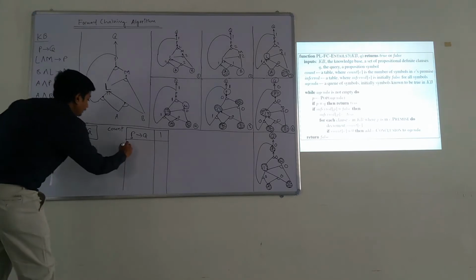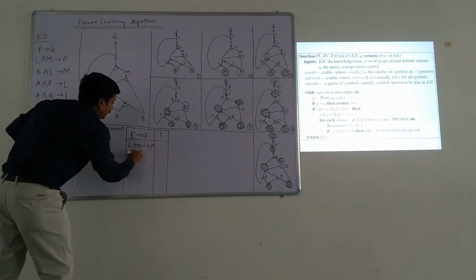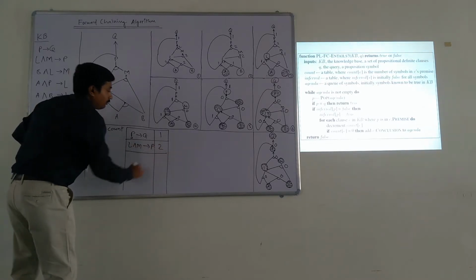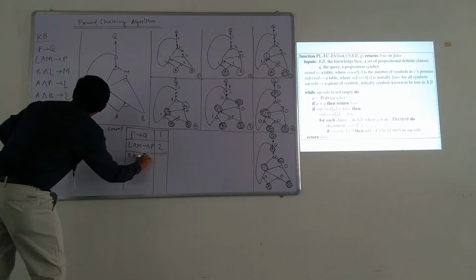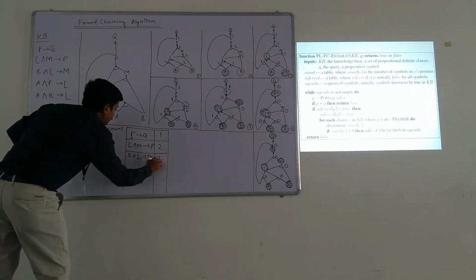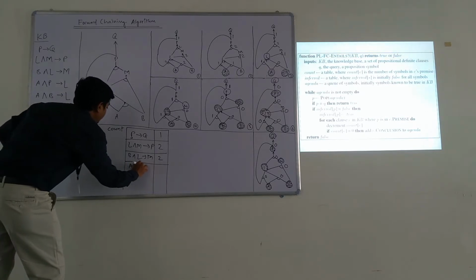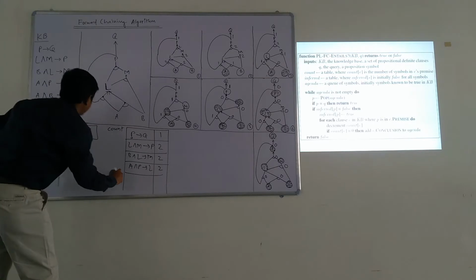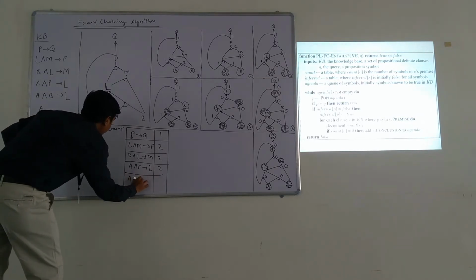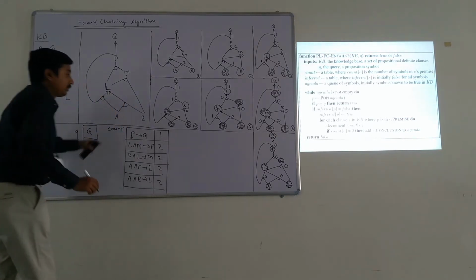The next, L implies P. Now we have two symbols, so its count will be 2. Then B and L implies M, 2. Then A or P implies L, 2. This is our count table.